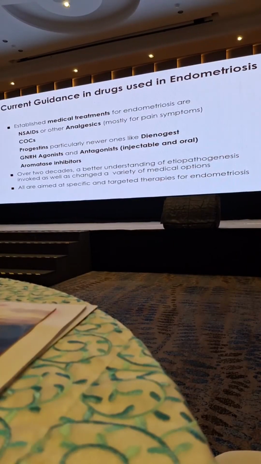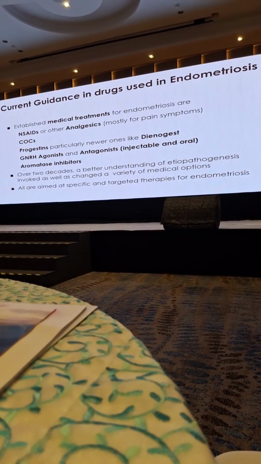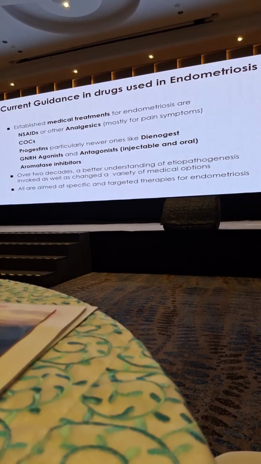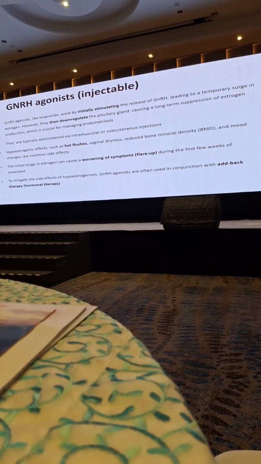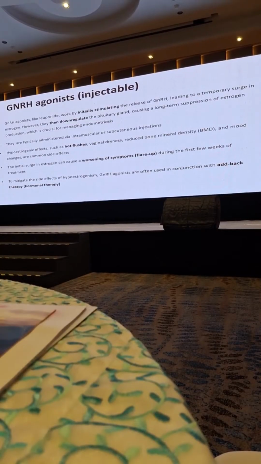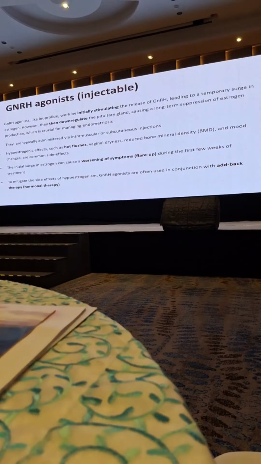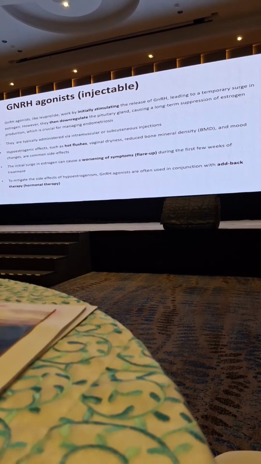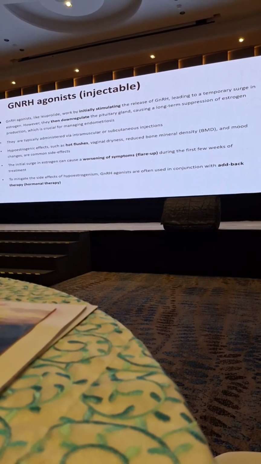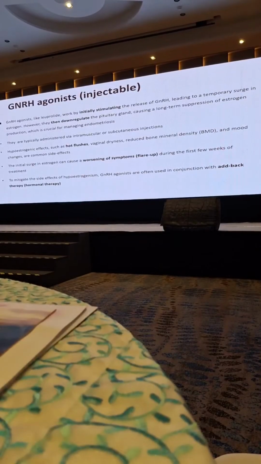Current guidance on the drugs used in endometriosis: there is a host of drugs, of which 3 I am going to discuss, which are specific for the treatment of endometriosis. GnRH agonists, all of you know, like leuprolide, triptorelin, and so forth, work by initially stimulating the release of GnRH, leading to a temporary surge in the estrogen. However, they then downregulate the pituitary gland, causing a long-term suppression of estrogen production, which is crucial for managing endometriosis.